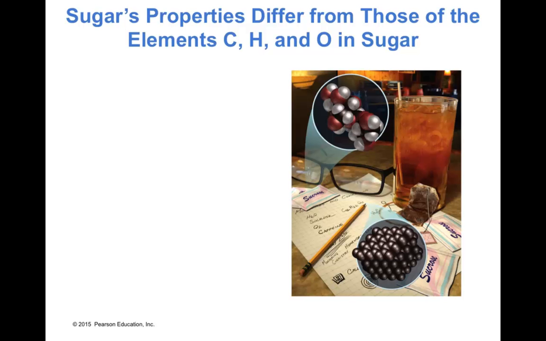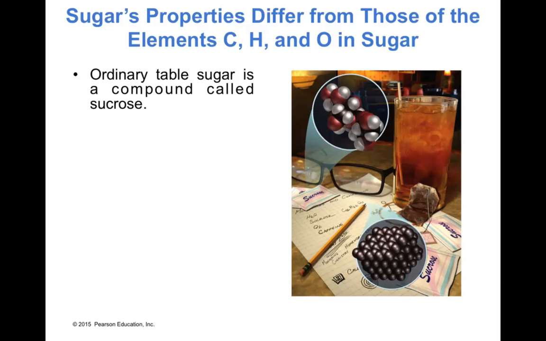We have mentioned before that matter is composed of atoms, but that doesn't necessarily mean that the properties of matter are the same as the properties of the elements themselves. So for example, we have sugars, but the properties of sugars differ from the properties of carbon, hydrogen, or oxygen, the elements that compose sugar. Ordinary table sugar is a compound called sucrose.